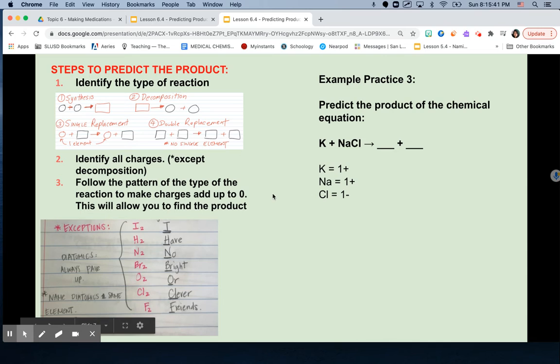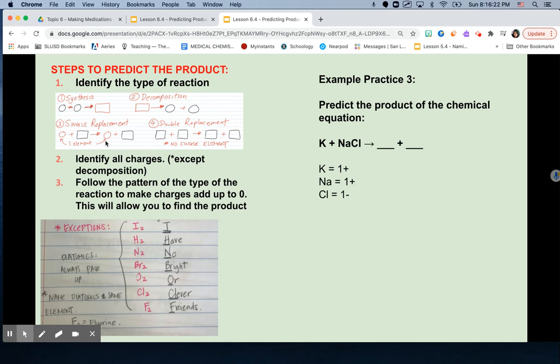Okay, so let's do example practice problem number 3. So here I have K plus NaCl, arrow something plus something. So notice that there's a plus sign before and after the arrow. So if I see a plus sign before and after the arrow, the only ones that are written like that are single replacement and double replacement. So can you tell which one it is? Is it single replacement or double replacement?